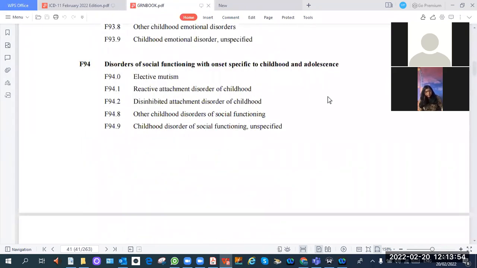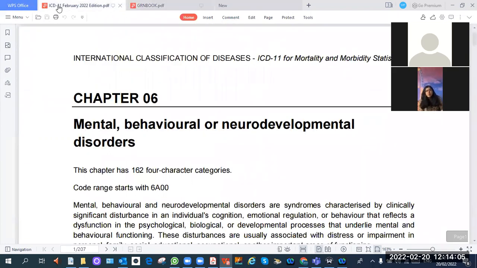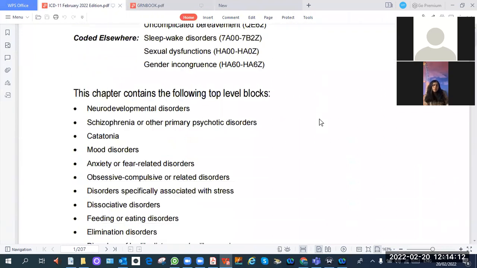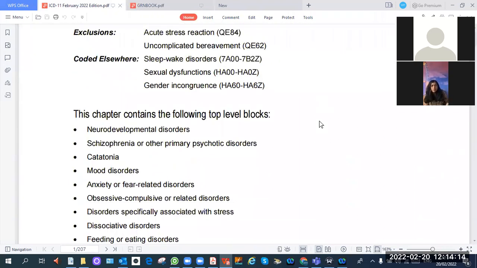So it was a very good classification, still very good, but now we have to move on and go through the ICD-11, which has its own pros and cons, and we have to accept it as it is, and it will continue evolving over time.